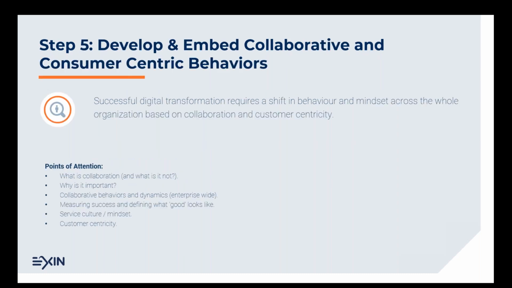So we move on to step 5, which is develop and embed collaborative and consumer-centric behaviours. Obviously, we've touched on this a little bit in some of the previous points, and in the introduction I gave, which talked about why digital transformations fail, one of the reasons being that they don't address the requirement for a shift in behaviour and mindset. To be successful, digital transformation requires a shift in behaviour and mindset across the whole organisation, based on collaboration and customer centricity. So we've touched a little on this already, David, but can you give some examples of what's needed to really embed cultural change?